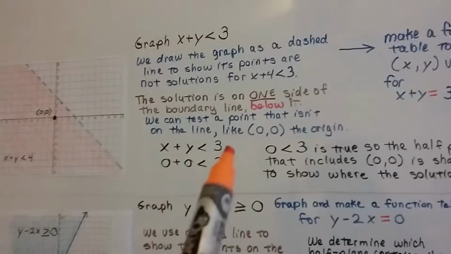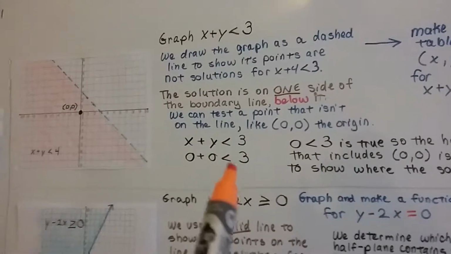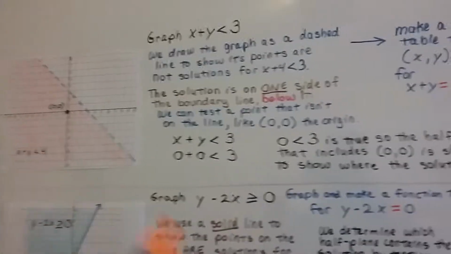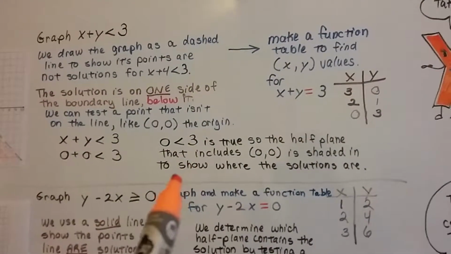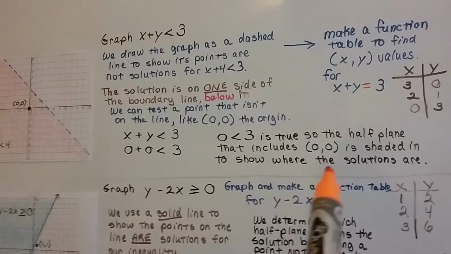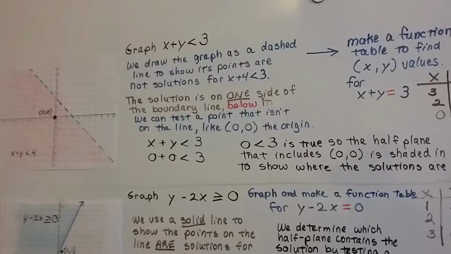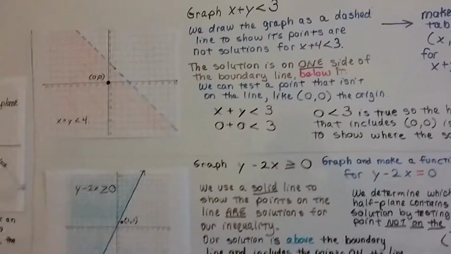x plus y is less than 3. 0 plus 0 is less than 3. So we know that's the correct half plane. 0 is less than 3 is true. So it includes the 0, 0 right here, the origin. And we shade it in to show where all the solutions are. See? That's easy, isn't it?